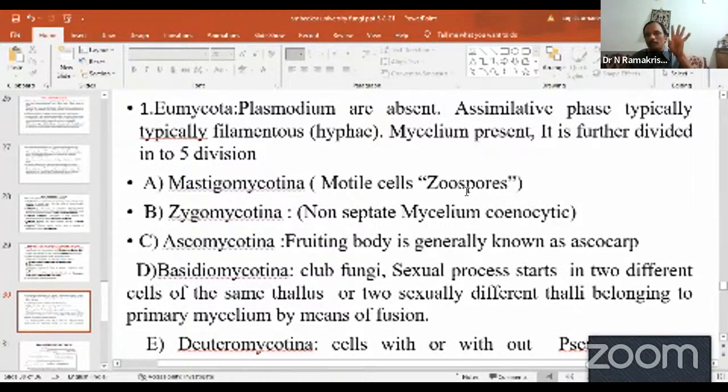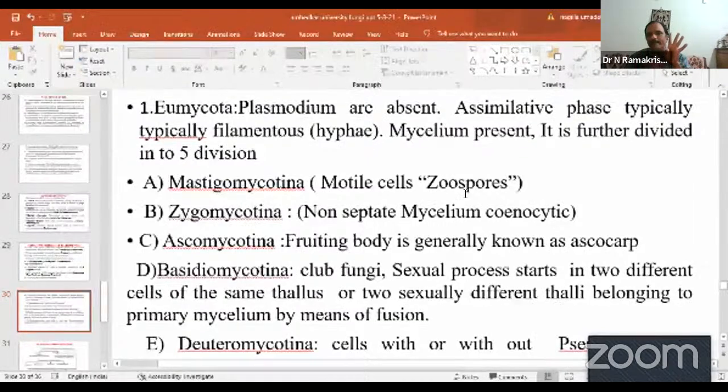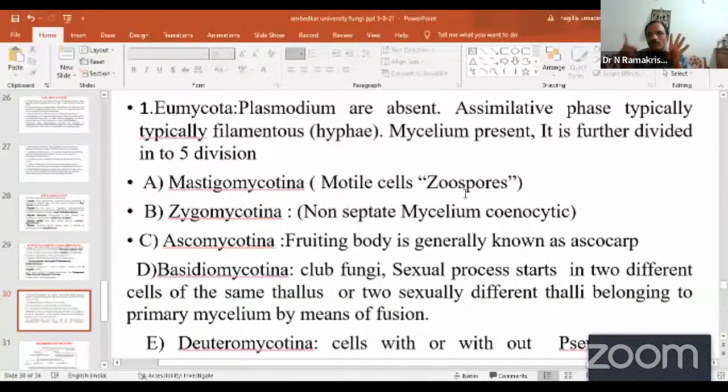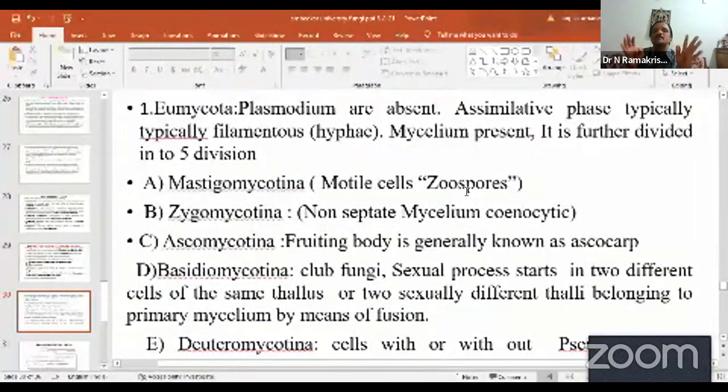One is Mastigomycotina. What is the meaning of Mastigomycotina? It is where motile zoospores are there. Recall that is Mastigomycotina. And the second one, Zygomycotina, non-septate, where the coenocytic mycelium is there. That is Zygomycotina.